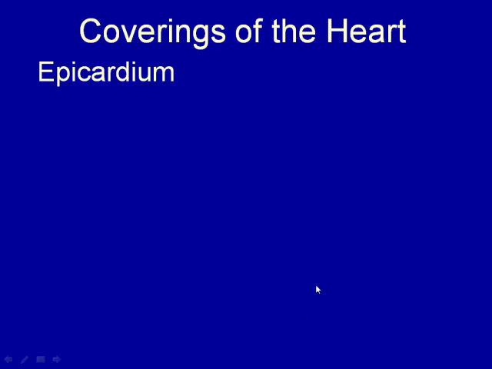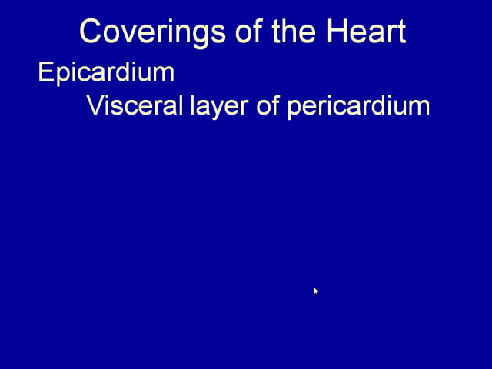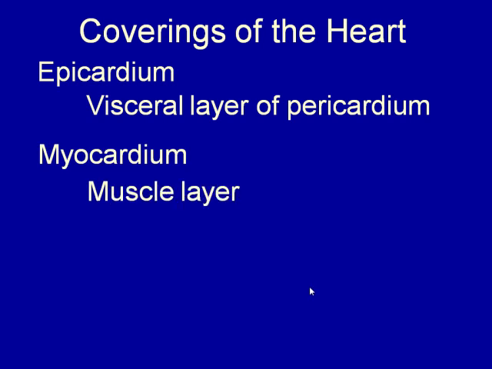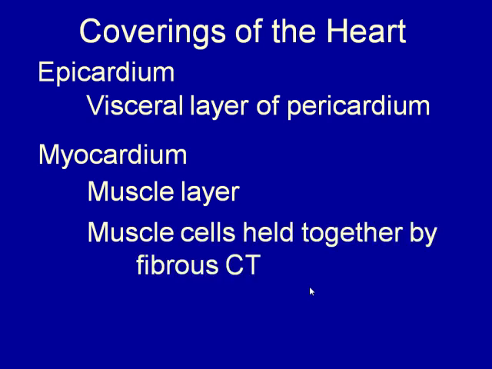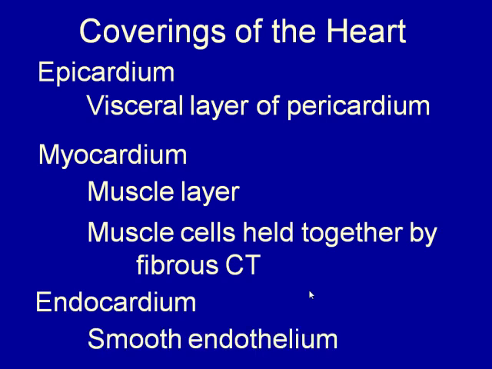The heart is covered first by an epicardium. This is a visceral layer of the pericardium. Then there's the myocardium. The myocardium is the muscle layer. It's held together by a lot of connective tissue, and you'll remember that the muscle of the heart is a special muscle, the cardiac muscle. There is a fair amount of connective tissue associated with these muscle cells. Then the entire inside of the heart is lined with the endocardium. This is a smooth, single layer of epithelial cells which is designed to reduce friction in the circulatory system.